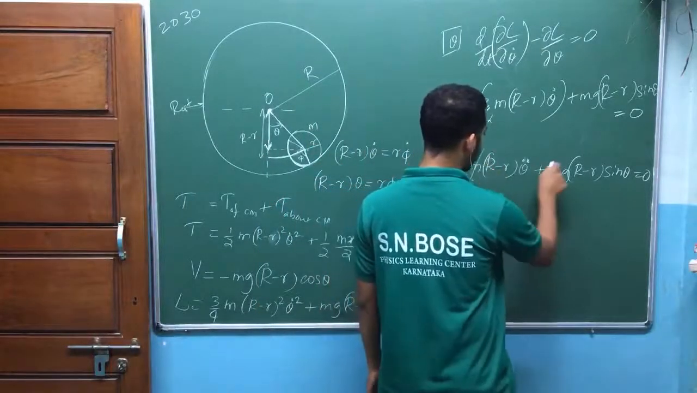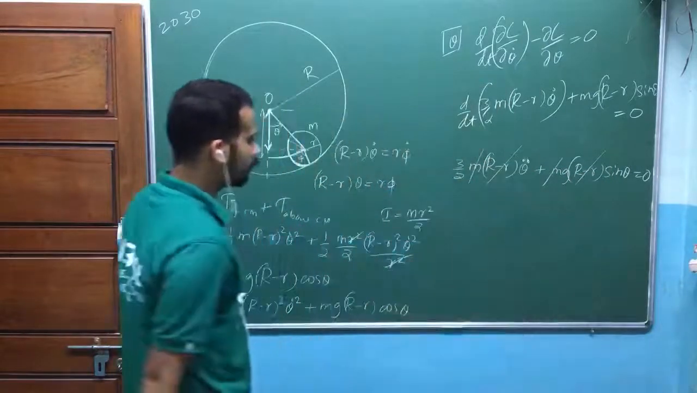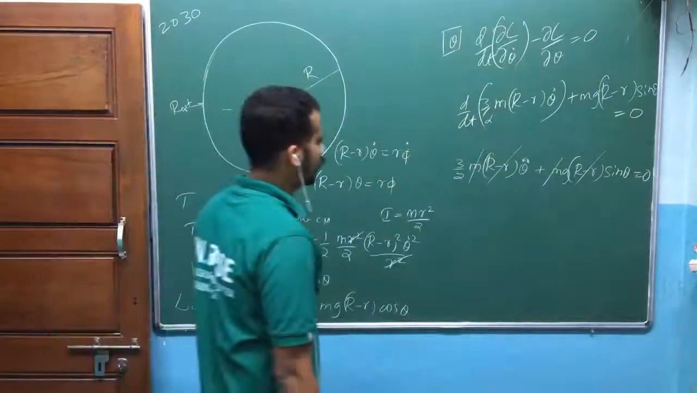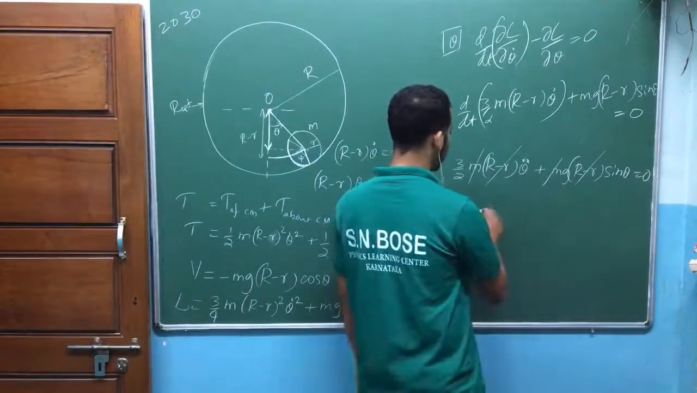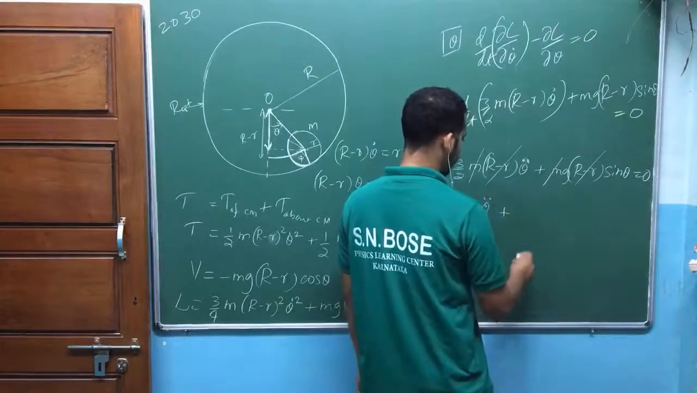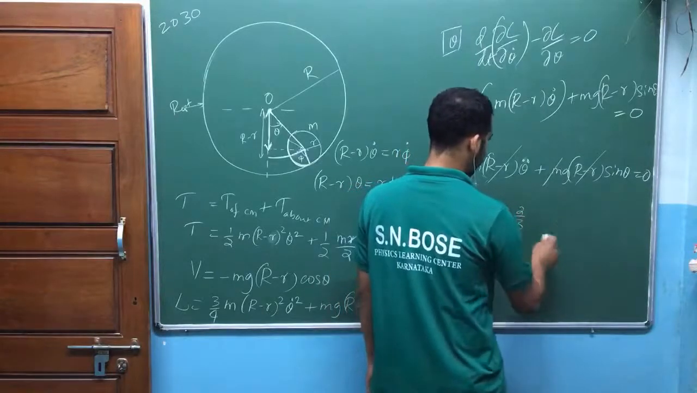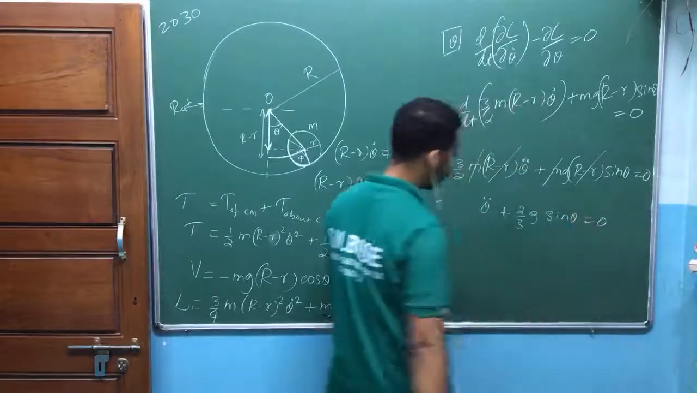I think I can cancel out m here because I have it in both parts, and r minus r. I can divide the whole thing by m into r minus r, isn't it? And I can divide by 3 by 2 also, so I can write theta double dot plus, dividing by 3 by 2, that means 2 by 3, g sine theta is equal to 0. Can I write like this? Anyone?